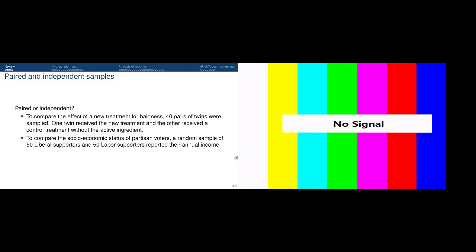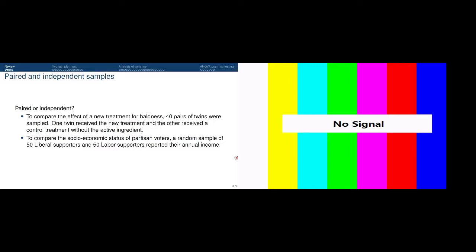So just a couple of scenarios here to give people a bit of a refresher on the differences between a paired scenario and an independent scenario. This first scenario, to compare the effect of a new treatment of baldness, 40 pairs of twins were sampled. One twin received the new treatment, the other received the control treatment without the active ingredient. All right, so would people think that that is paired? Yep, a few people nodding.